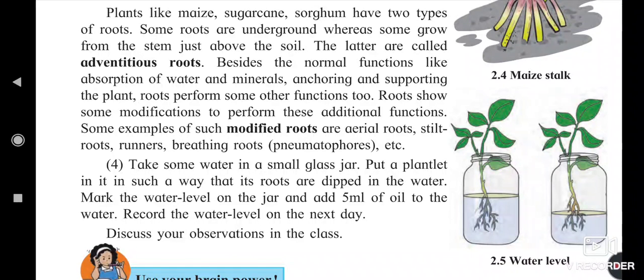Here is the fourth activity on roots. Take some water in a small glass jar, put a plantlet in it in such a way that its roots are dipped in water, mark the water level on the jar, add 5 ml of oil to the water, and record the water level on the next day.